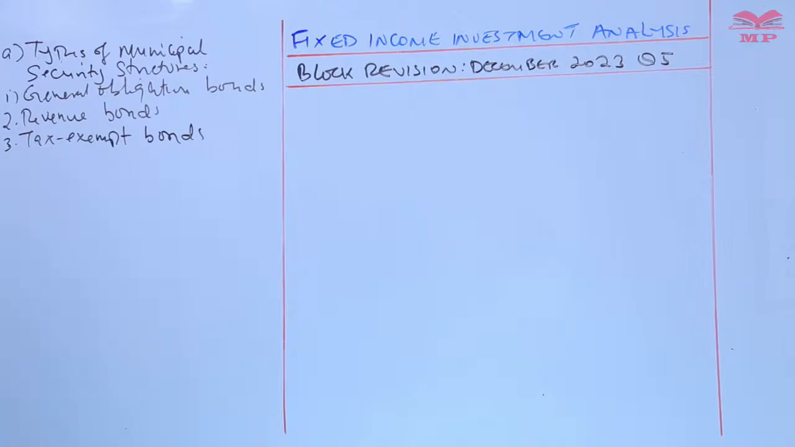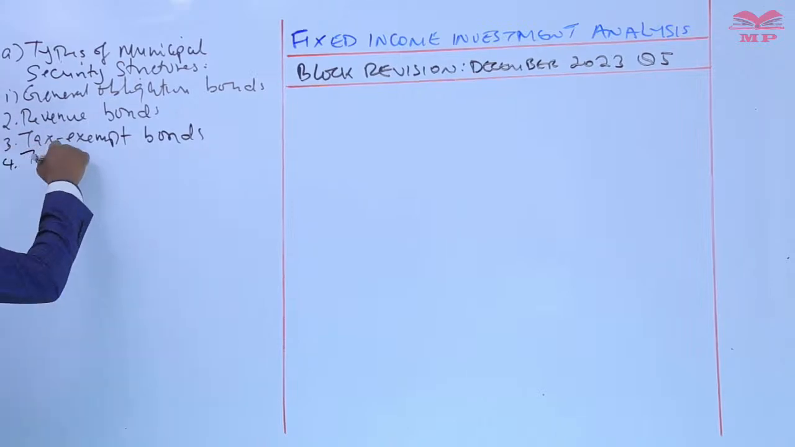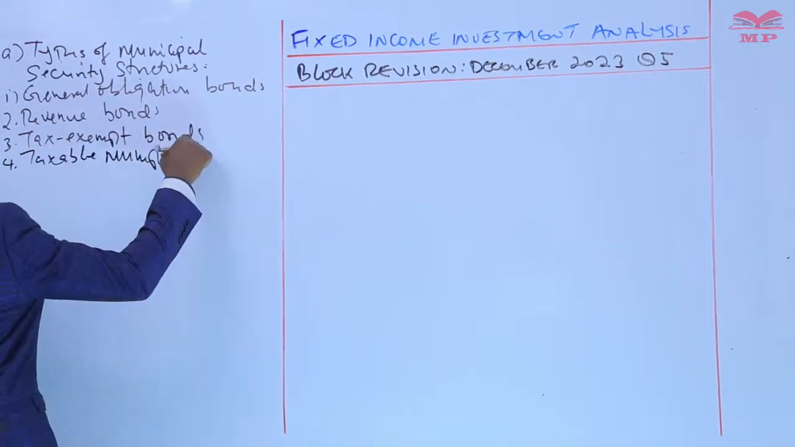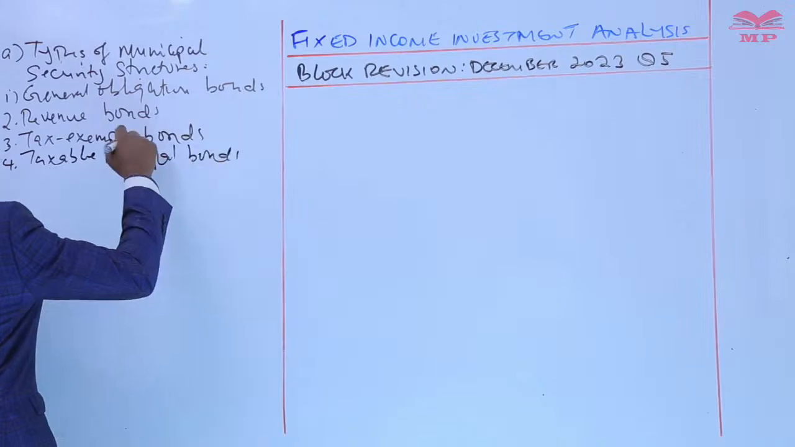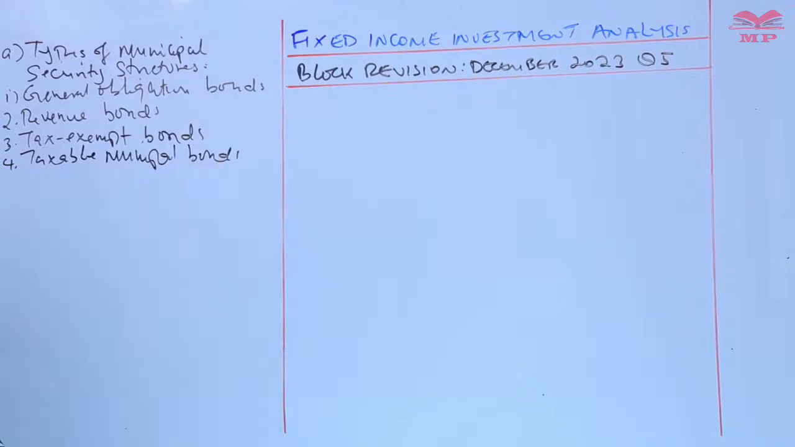Then we have the taxable municipal bonds. Taxable municipal bonds do not offer tax-exempt status on the interest income. They are typically issued for projects that do not qualify for tax-exempt status, or by entities that have exceeded their tax-exempt borrowing limit.